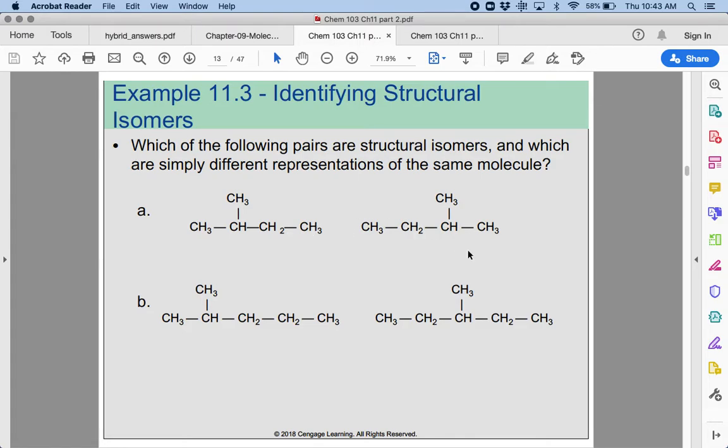Which of the following pairs are structural isomers, and which are simply different representations of the same molecule? So for you to answer this question, you have to remember what a structural isomer is. Think back to our first video, where we talked about the little Lincoln log house: you had the same parts, but the structure of the house is different. I would encourage you to pause the video here and give it a shot.